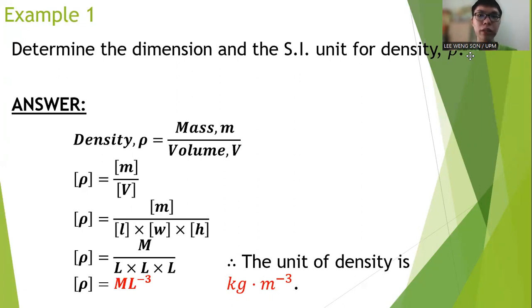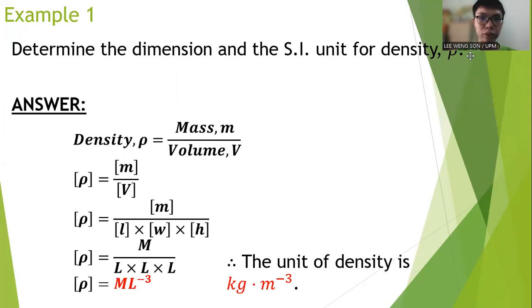For example, to determine the dimensions of density, we first have to write the density formula, which is the mass divided by volume. Then we start the dimension analysis by taking the dimensions of both sides of this equation, that is [rho] equals [m] over [V]. We know that volume is equal to length times width times height. Therefore, it can be written as [L] times [W] times [H].